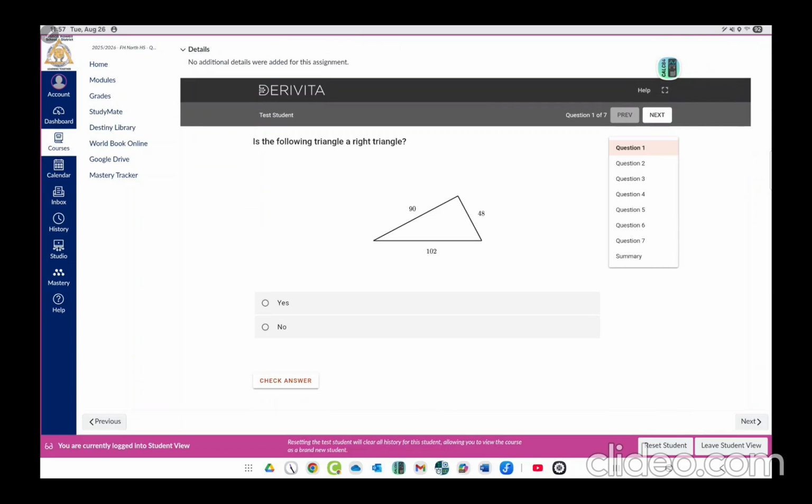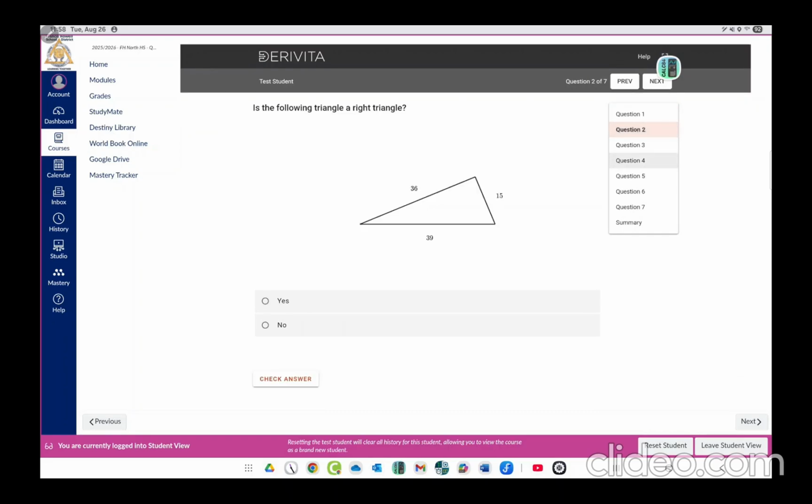Question: is this a right triangle, yes or no? So basically, does a squared plus b squared equal c squared? That's the question. Yes or no? So that's example number 2. Yes or no, is this a right triangle? All right. Number 2 is the same question. Yes or no, is that a right triangle?